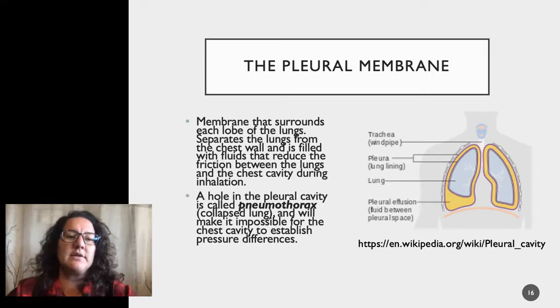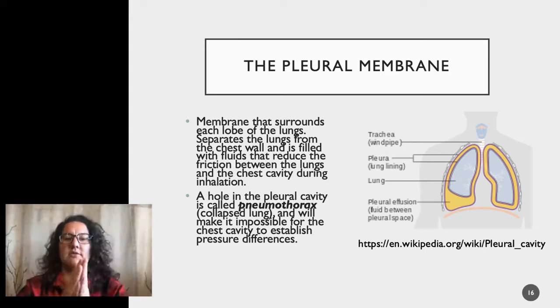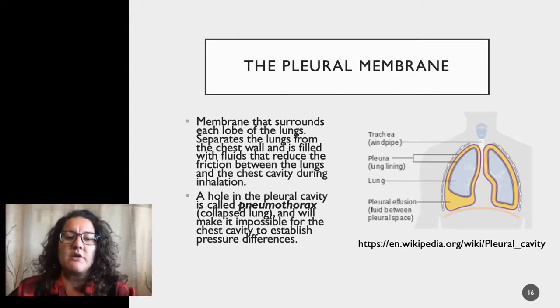Surrounding the lungs is something known as the pleural membrane. This surrounds each lobe of the lungs, and it's filled with fluids that reduce friction of the lungs on the chest cavity during inhalation. As our lungs expand and contract, they'll slide up against the inside of the chest cavity, and we don't want any friction. We don't want to have inflammation of our lungs.